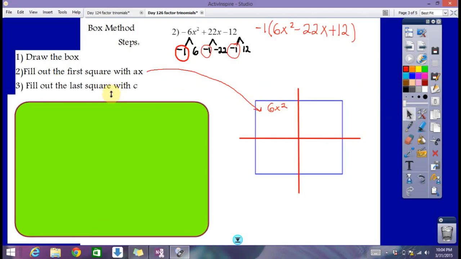The next step will be to fill out the last square with c. So the last square is this one right here. And just to make sure, this was ax squared, and this one is c. And here is c.